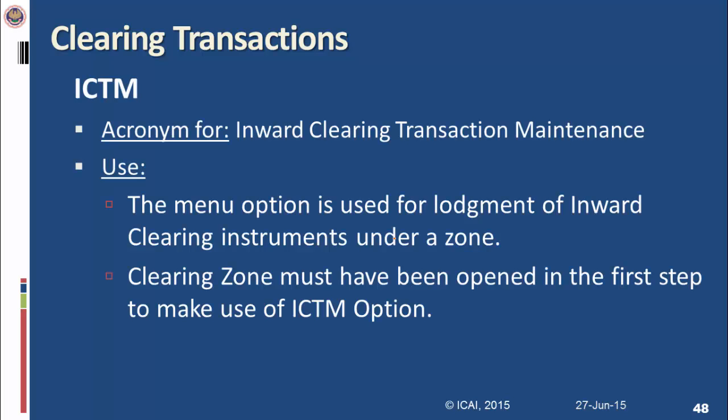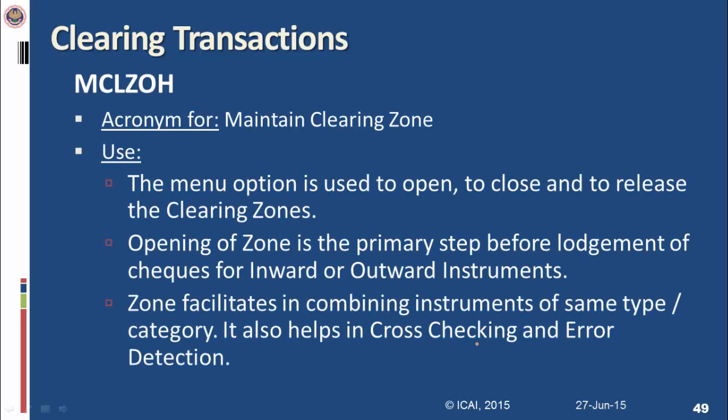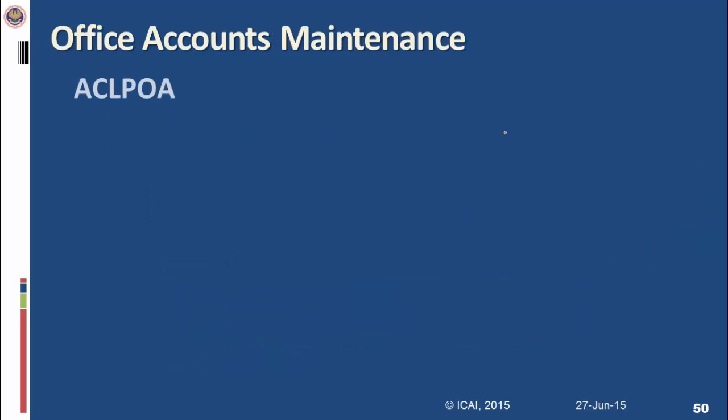Same way is with the ICTM, that is inward clearing transaction maintenance. Checks under inward clearing transaction will be lodged under a specific zone. And again, the first step is that the clearing zone must have been opened. To open or maintain the zone, there is a command called MCLZOH, maintain clearing zone. It is used for open, close, release. Release is an event on which the funds are passed on to the customer or finally debited to the customer's account.